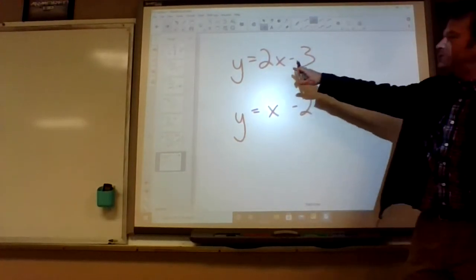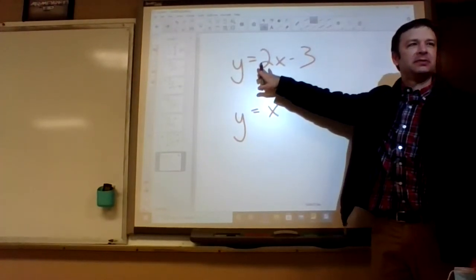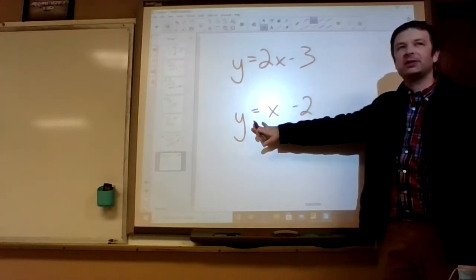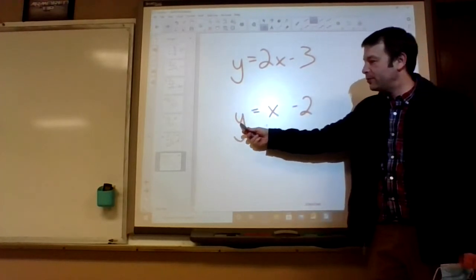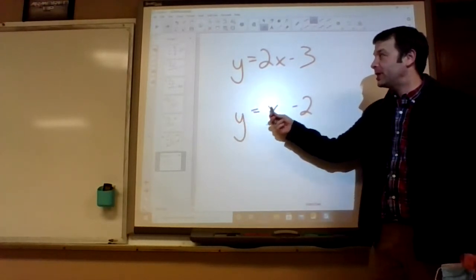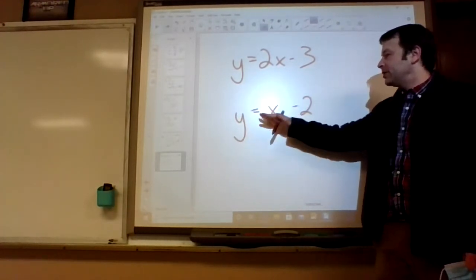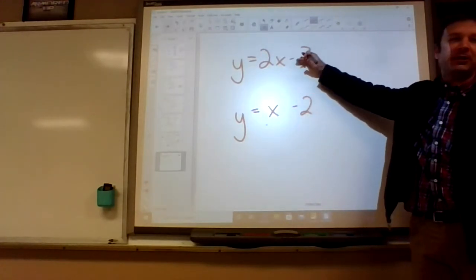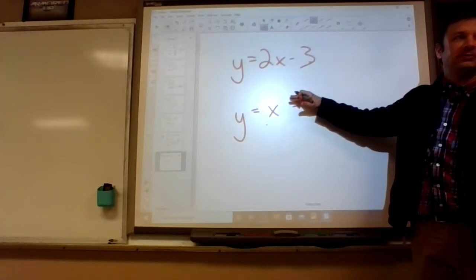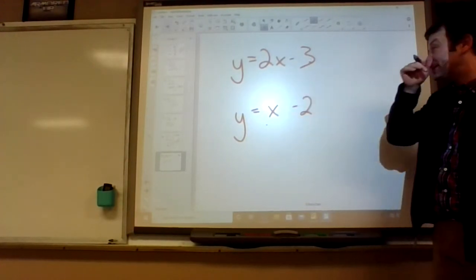So, how many solutions does this equation have? Multiple. Nope. Infinite. How many solutions does this equation have? Infinite. Like if I make x 1, I get negative 1 for y. If I make x 2, I get 0 for y. If I make 3, 1. Those are all solutions. Okay, infinite, infinite. How many solutions do you think they will have in common? Maybe 1. Okay, let's find out.